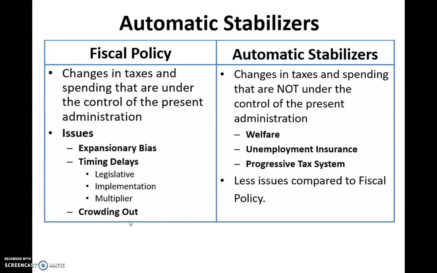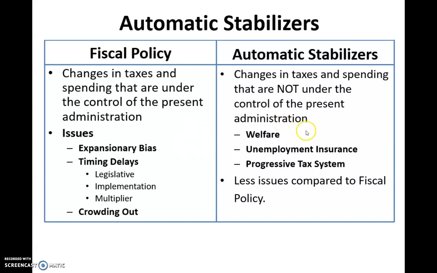So there is another type of fiscal policy that has a stabilizing effect, but is outside the control of the present administration. These are programs that have been put into place in the past. And there's three big ones that I want to talk about here. Because the government has no direct control over these programs at any given time, they're operating in the background and therefore less subject to political whims as the discretionary type fiscal policy.